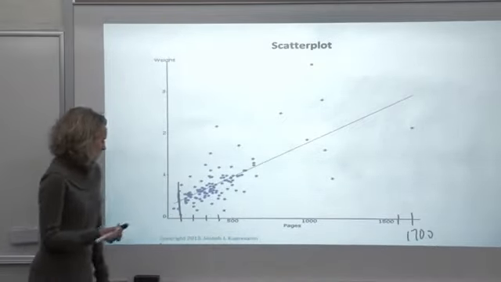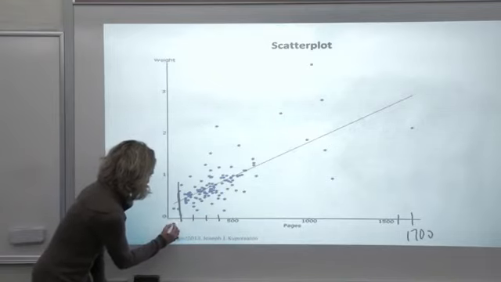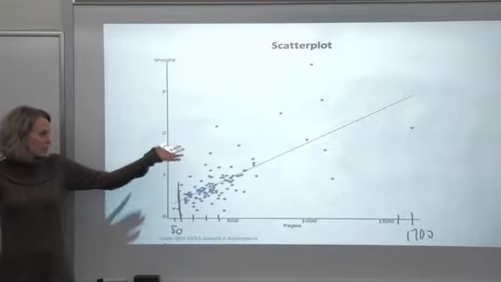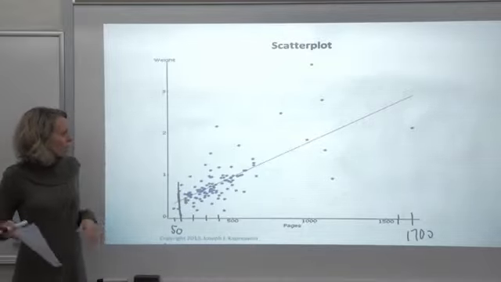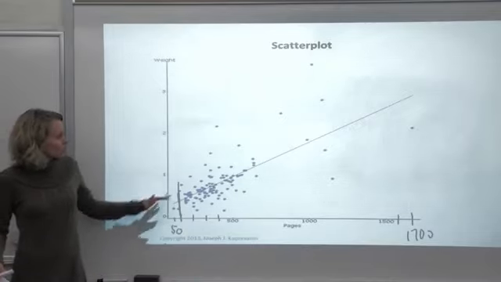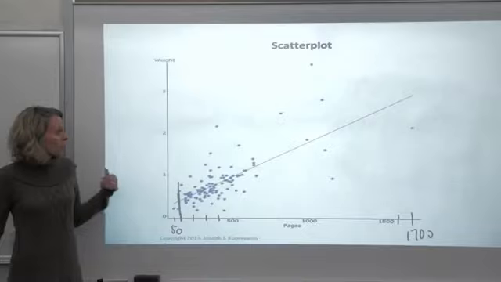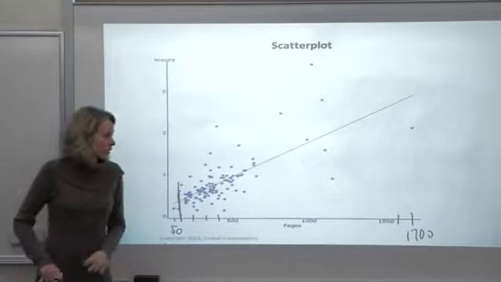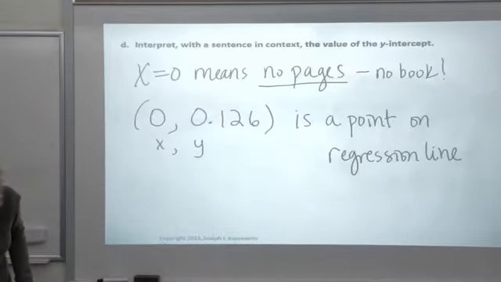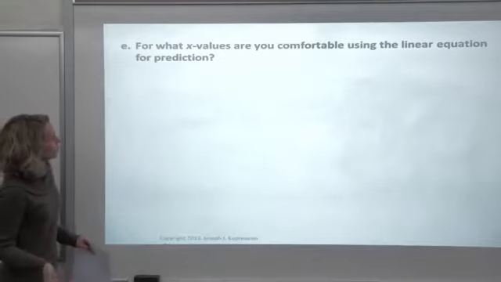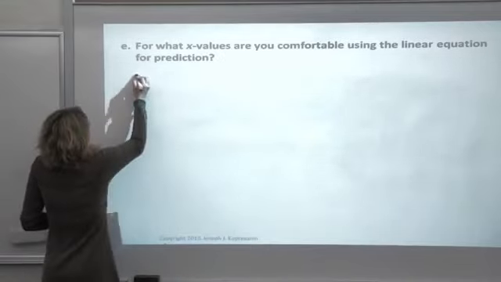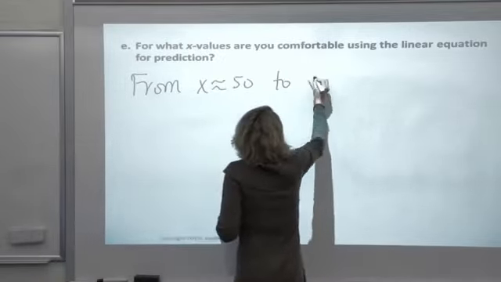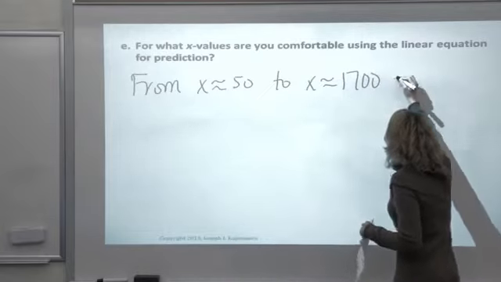Again, this is just estimating. If this is 50, or this is 100, I'm going to say this is 50. If you come up with 60 to 1,750, that's fine. But roughly within that range is where we want to make predictions. We would not want to use this linear regression equation to predict the weight of a book that had 5,000 pages. That's clearly off the graph. So for what x values are you comfortable using the linear equation? I'm going to say from roughly 50 pages to 1,700 pages.